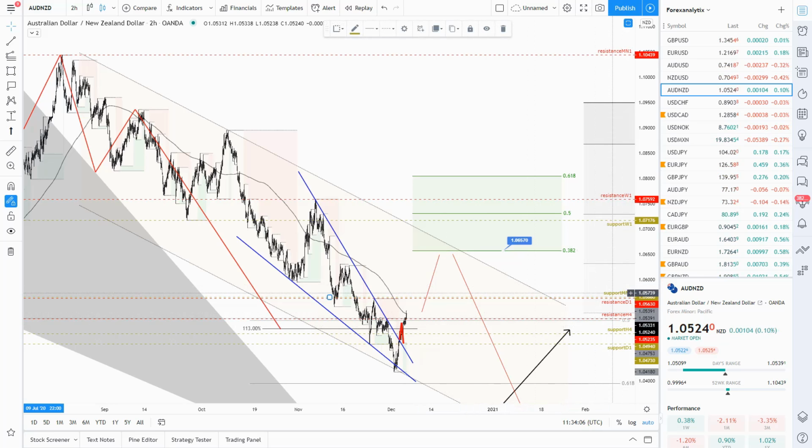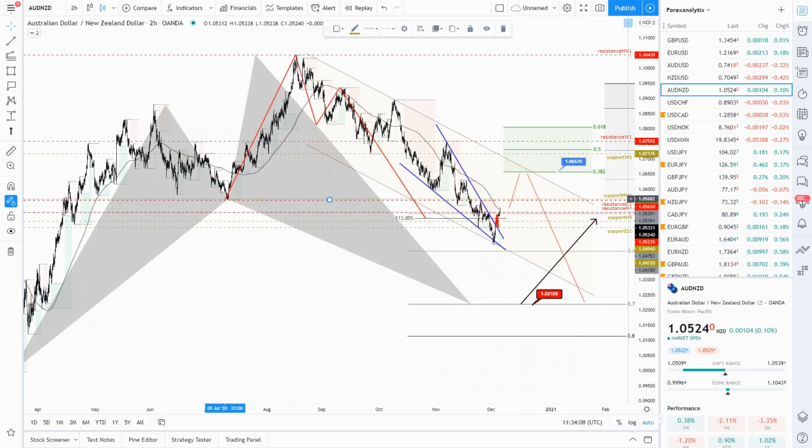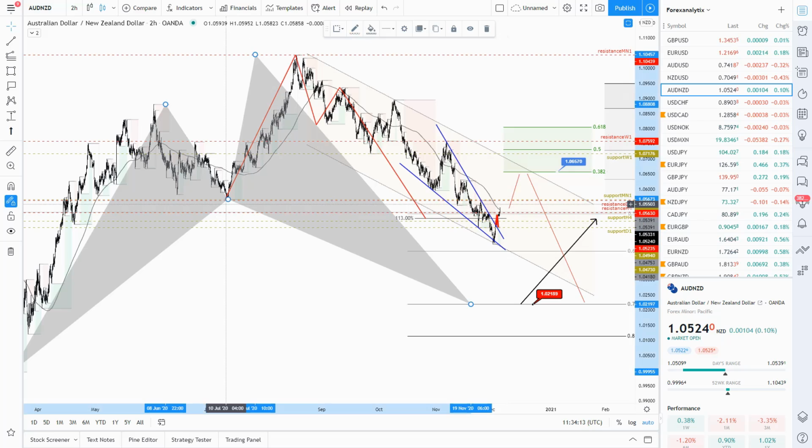We have also the monthly fractal support right there at 105.66, previous structure lows, which may be used as resistance.